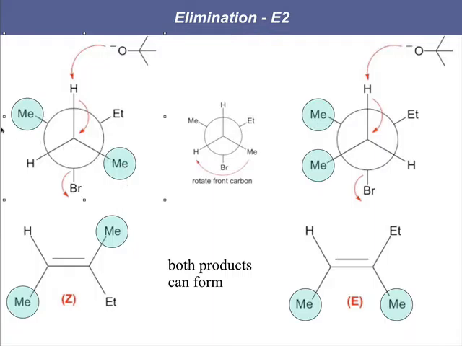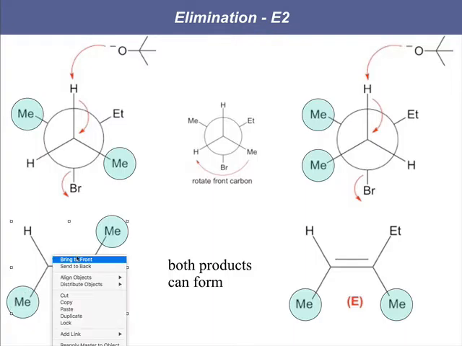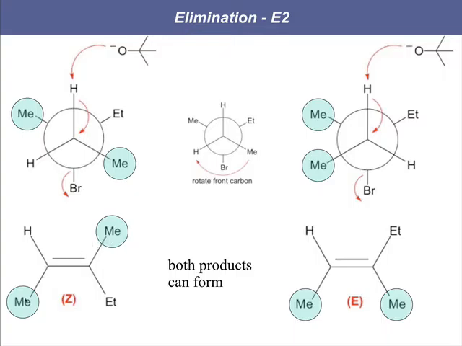They are apart from each other in the Newman projection, and they are apart from each other when the pi bond is formed. When that pi bond is formed, this methyl here and this ethyl here are the larger groups. So this methyl being here and this ethyl being here, and those largest groups being on the same face of the alkene, the same face of that pi bond, means that this is the Z.